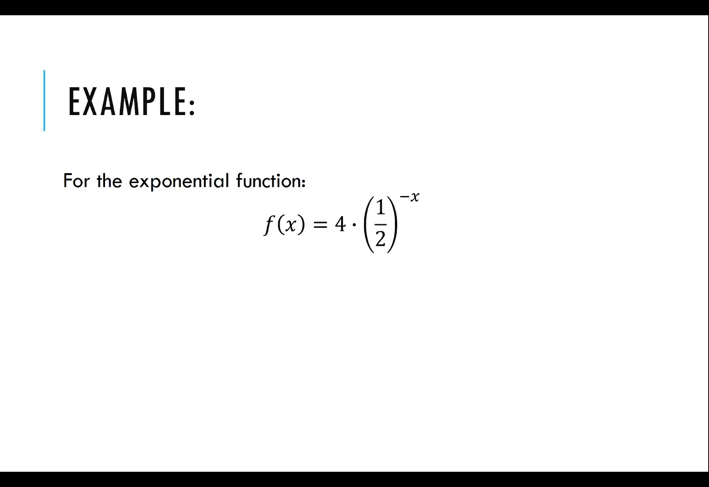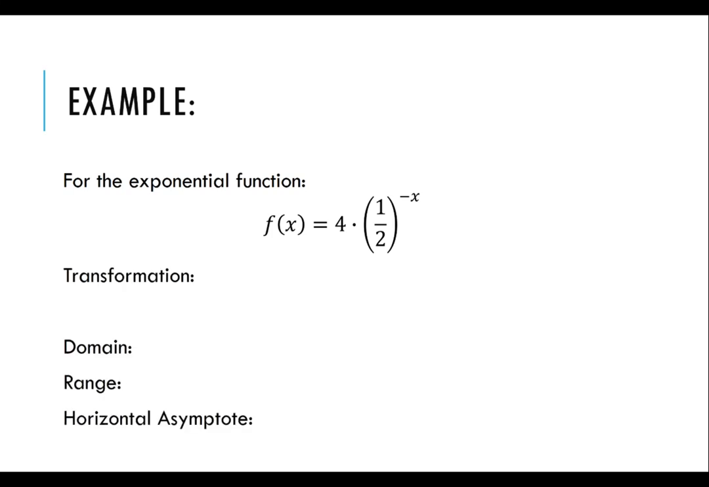Now we have 4 times 1/2 raised to the negative x. All right, so first off, let's think about our parent function. Well, our parent function is 1/2 raised to the x power. What does that look like? Remember that that's a decreasing function with a horizontal asymptote at y equals 0, so that looks like this. Then what happens?